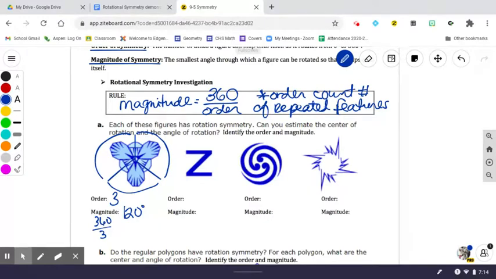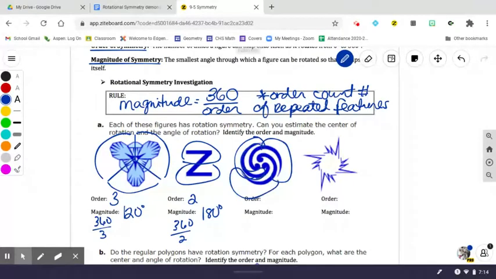Okay, the Z has an order of 2. So there's the top half and then the bottom half. 360 divided by 2 is 180 for the magnitude. This swirly picture, whatever this is called, see how there's this swirl, there's this one, and then there's this one. So this one has an order of 3. And so 360 divided by 3, again, is 120.